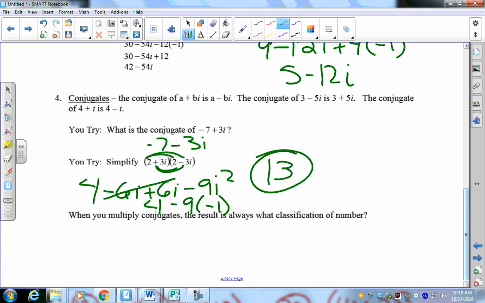So what should we expect to happen? Every time, the result is always what classification number? A real number. I mean, you can technically write complex, but to break it down even further, to be more specific, you're going to get a real number. Your imaginary pieces disappear. Now, we can't say for sure it will always be a natural or counting number. It could be a negative number. So real is where we're going with that.